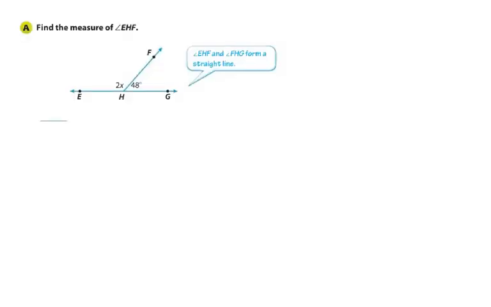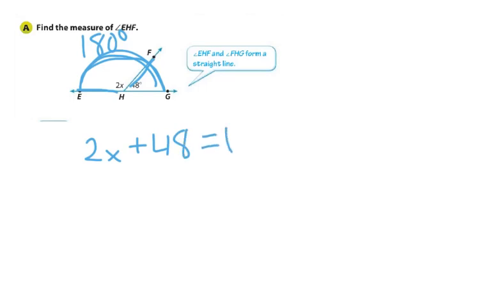Next, I want to take a look at how we use this information to help us solve some problems. Here's what we're going to start to see a lot of: essentially equations that are disguised as angle problems. We see a straight line like this, and that means these are supplementary angles, so the sum is 180 degrees. So the way we're going to find the measure of EHF is to take 2x plus 48 and set that equal to 180. That's how you do it.